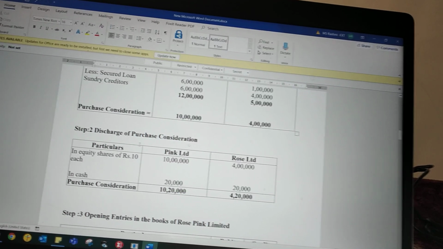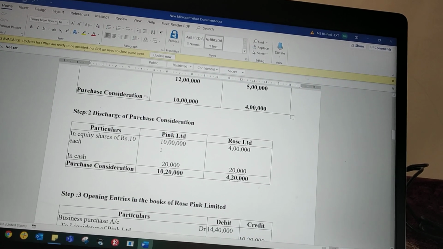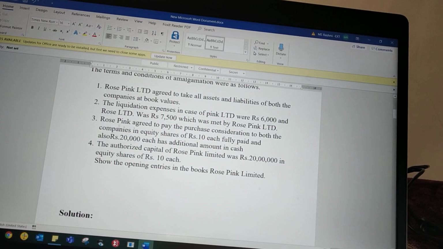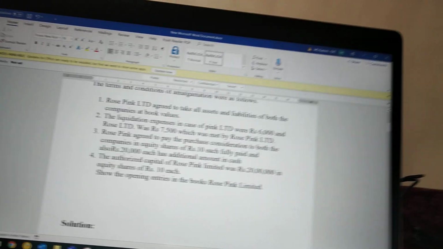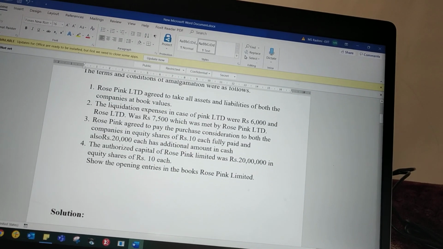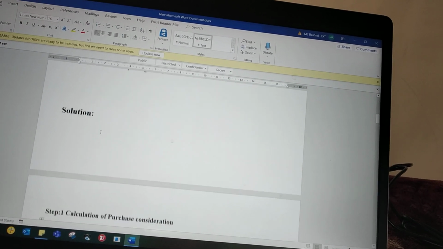So finally, let us go for discharge of purchase consideration. Discharge of purchase consideration means the value they are telling is paid in equity shares of rupees 10 each fully paid, and also rupees 20,000 each as an additional amount in cash for both the companies, that is, Rose Limited and Pink Limited.